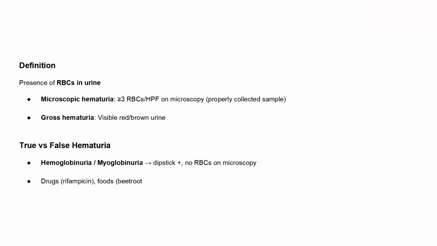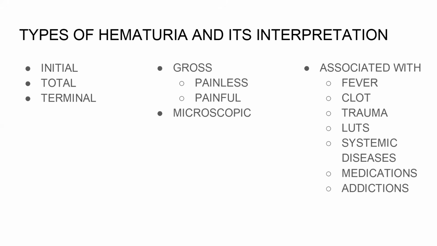Harshu, just read everything and tell them. The definition of hematuria is the presence of RBCs in urine. Microscopic is when more than 3 RBCs per high power field are found on microscopy, and gross is when there is visible red or brown urine. False hematuria is hemoglobinuria or myoglobinuria, which is found on dipstick but not on microscopy, and it may also be due to drugs and food, which we discussed in the last session. The types of hematuria we want to broadly classify as initial, total, or terminal, whether it is gross or microscopic, and whether it is associated with other features such as fever, clots, history of trauma, LUTS, systemic diseases, medication, or addictions.